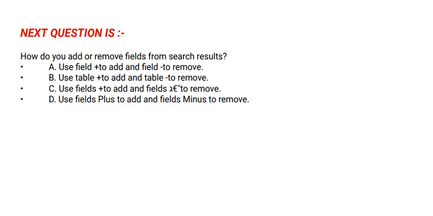Next question is, how do you add or remove fields from search results? Options are option A, use field plus to add and field minus to remove. Option B, use table plus to add and table minus to remove. Option C, use fields plus to add and fields minus to remove. And option D, use fields plus to add and fields minus to remove. The correct option is option C.